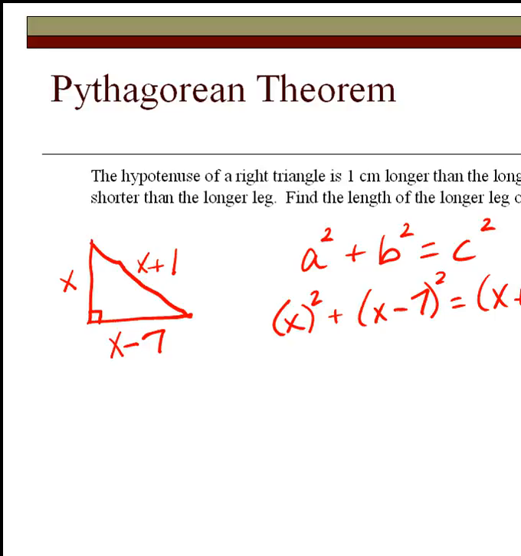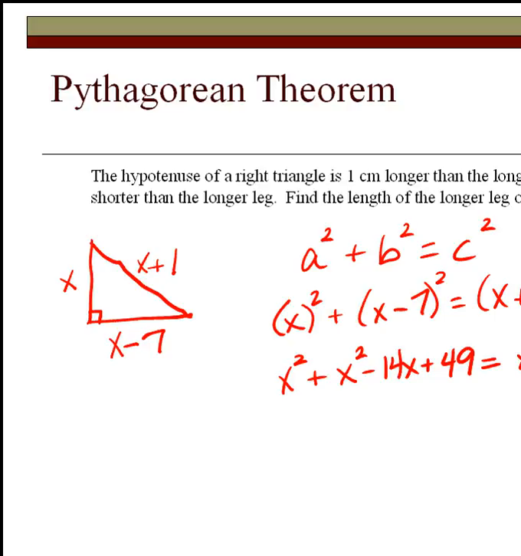I get a lot of mistakes here because of forgetting how to square a binomial. But remember here, (x minus 7) squared is a trinomial. When we multiply it out, we would get x squared minus 14x plus 49. And that's equal to (x plus 1) squared, which is x squared plus 2x plus 1.